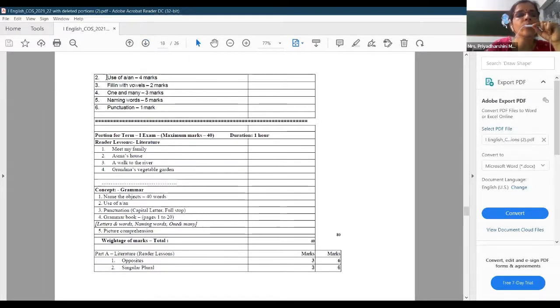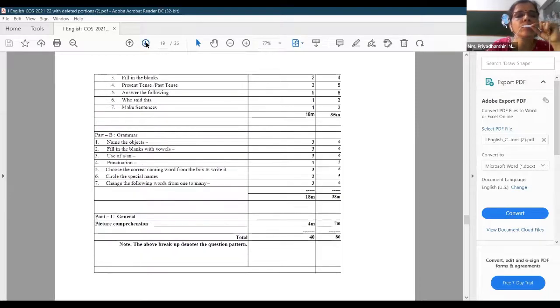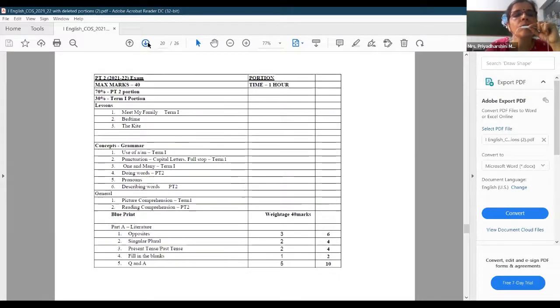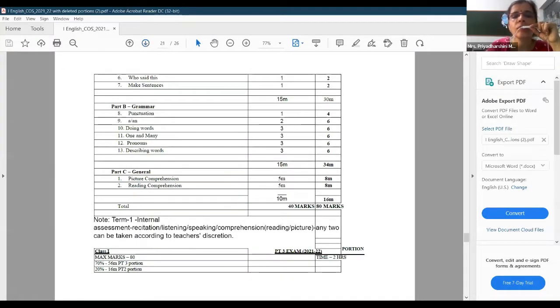See here, then it is followed by the grammar topics also, concepts we have here. So I'll show you another notes of lesson. Returning to class 4, I will show you. Wait.